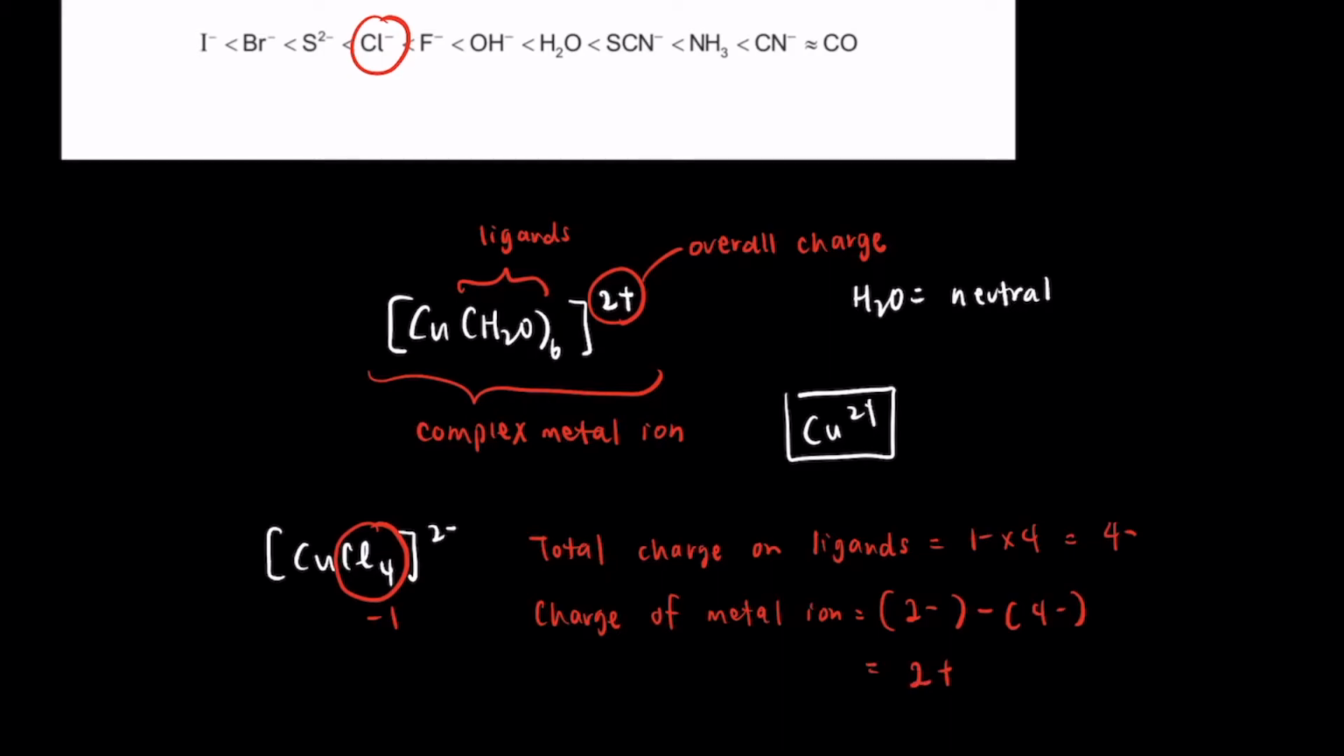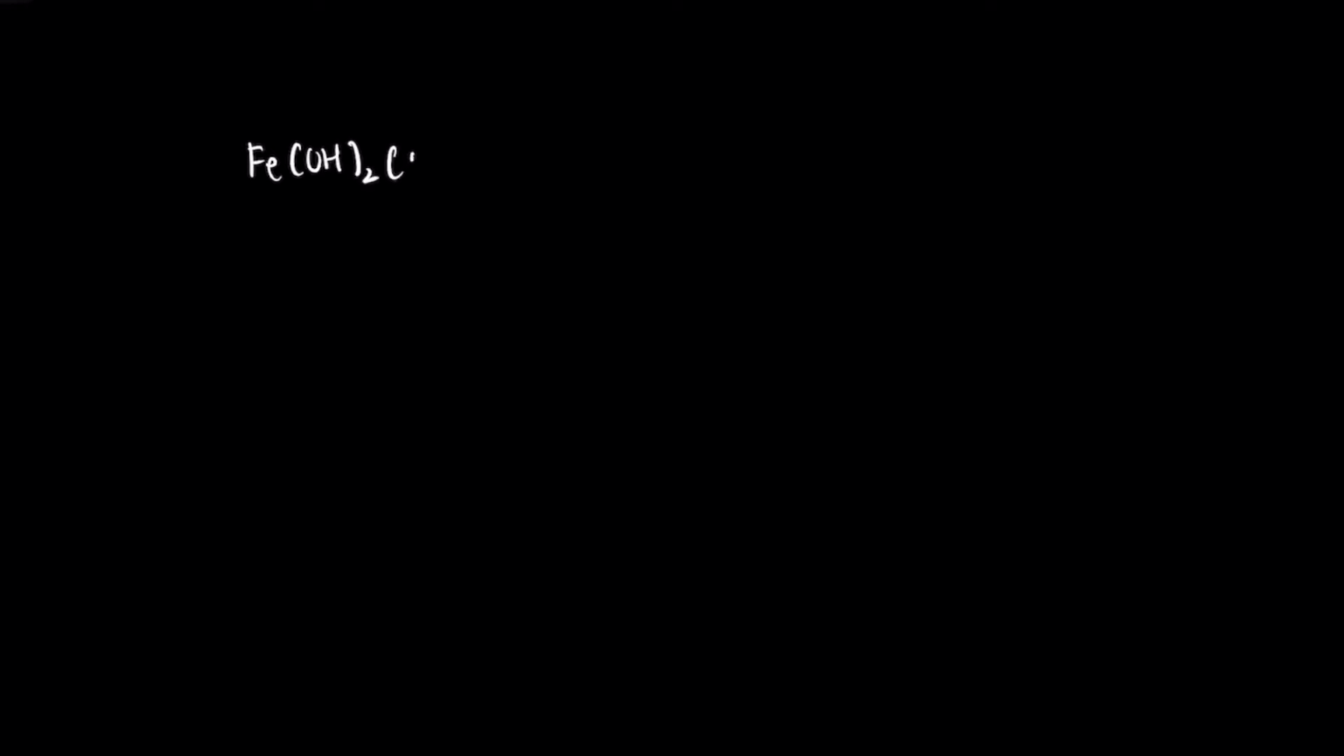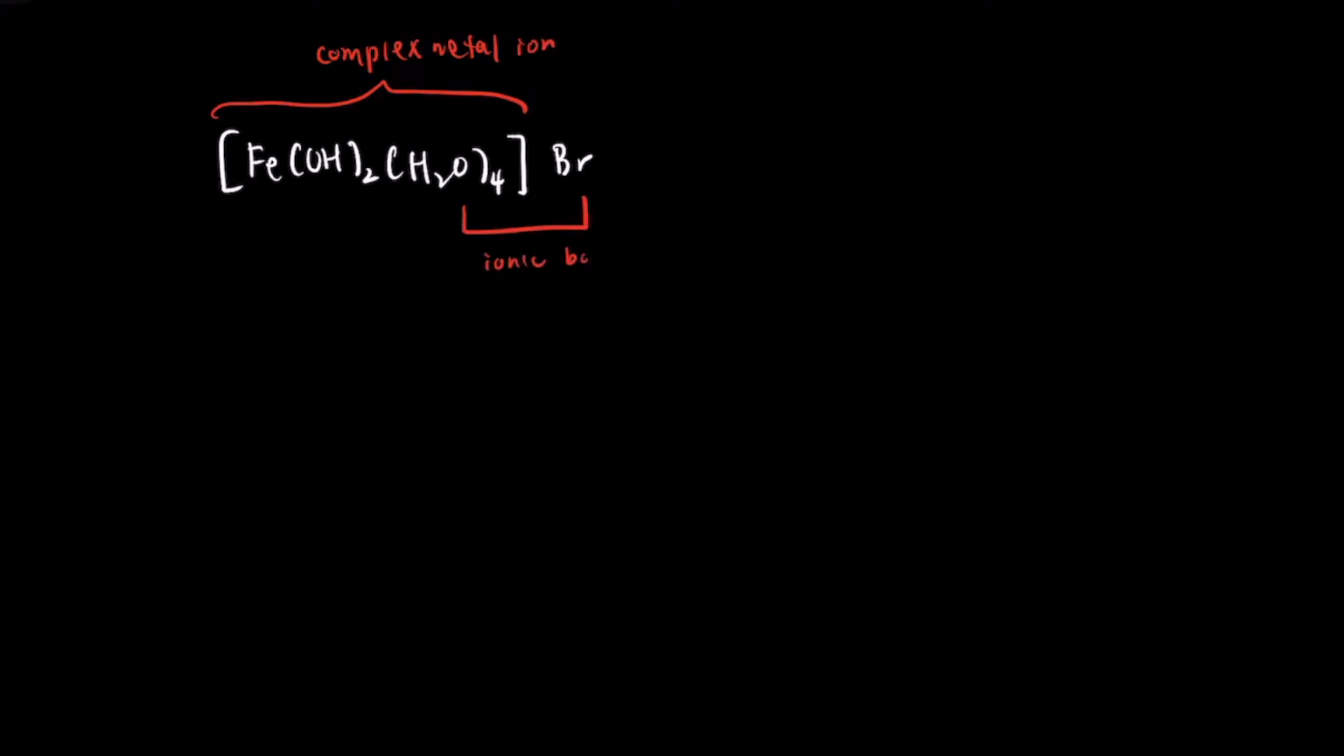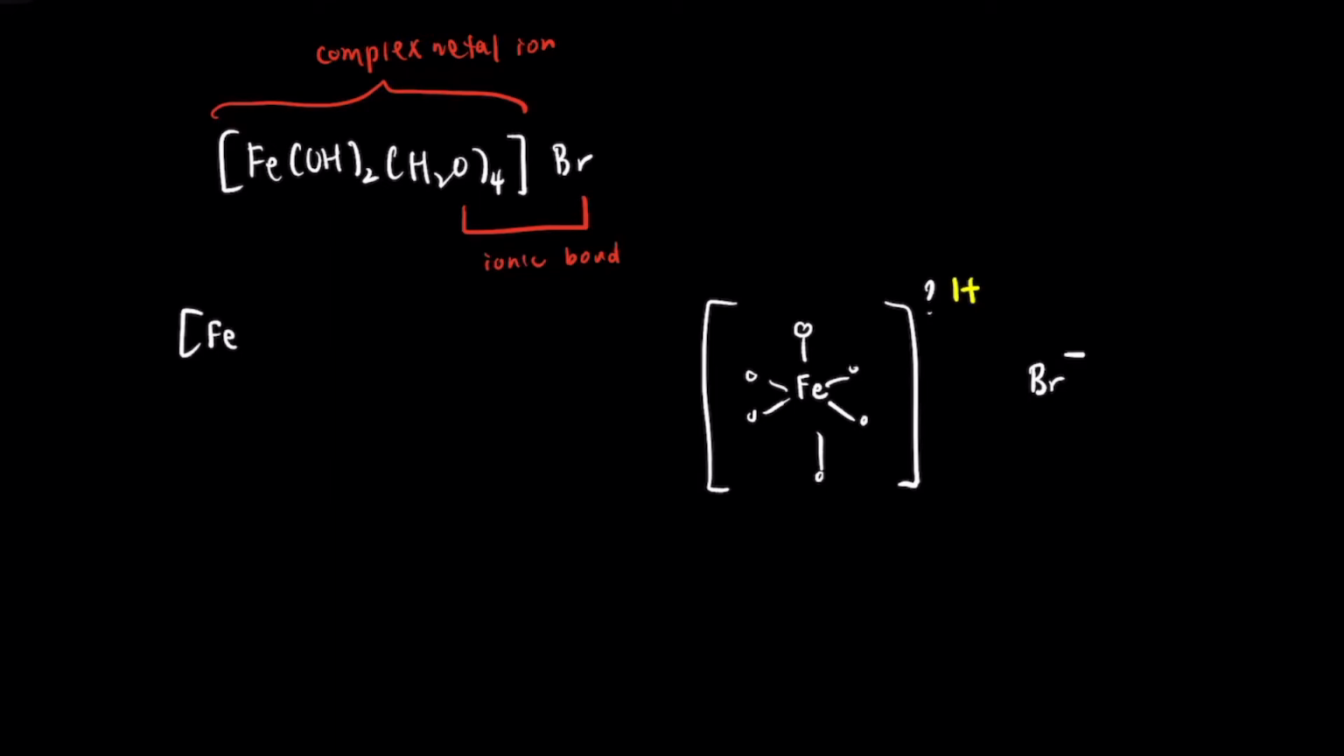Now let's try a more complex example where we are combining complex metal ions with ionic bonds. In this case, the complex metal ion in the square brackets is ionically bonded to a bromide ion. So the 6 ligands, the hydroxide ion and the 4 water molecules, will arrange themselves in an octahedral shape around the central iron ion with an unknown overall charge, and that would be ionically bonded to a bromide ion, which has a charge of -1 since it is a halogen. So this means that the overall charge of the entire complex metal ion must be +1.